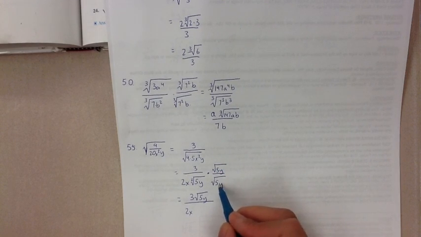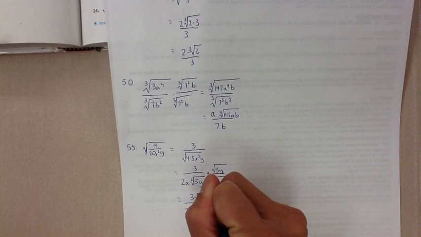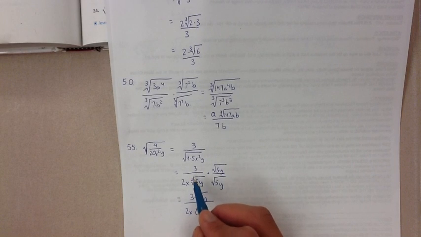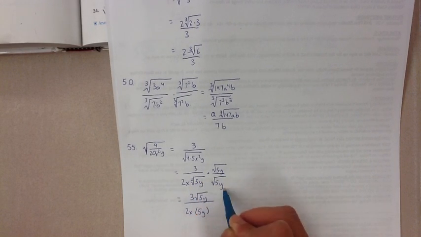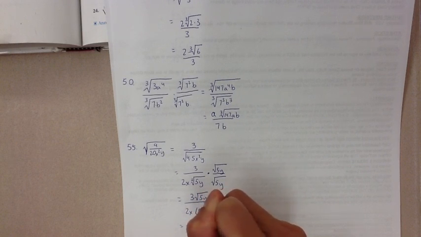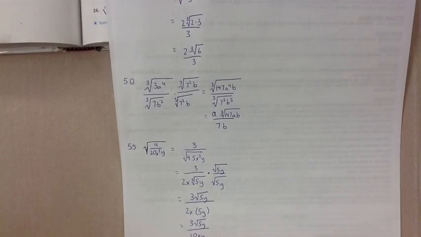This part gets a little tricky. Square root of something times square root of something is just that one thing. It's not going to be 5y squared. It's not going to be 25y squared. The square root of something squared is itself. Distribute, or not distribute, just multiply, and you get 10xy as your denominator.